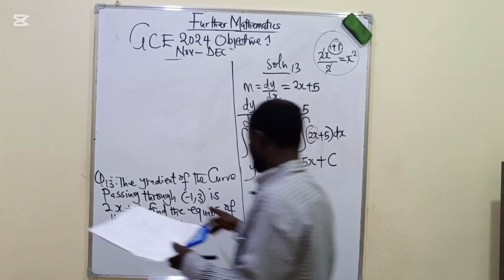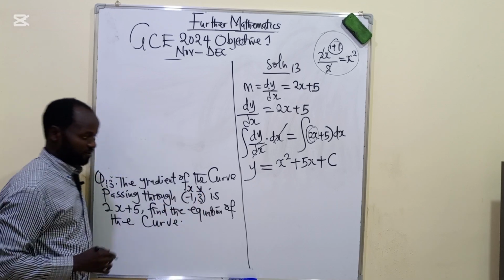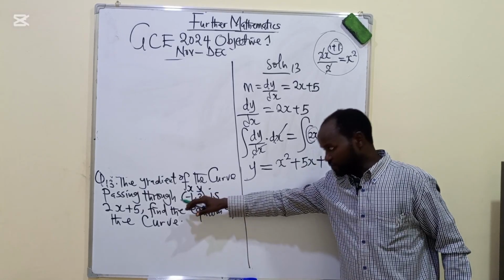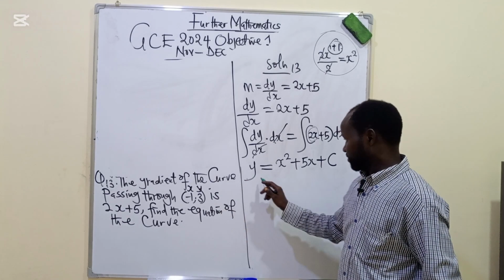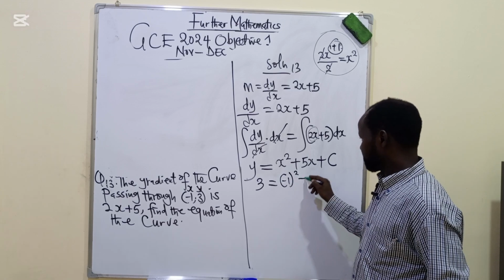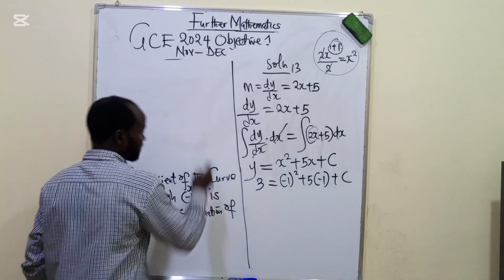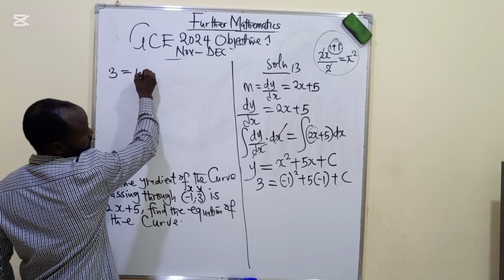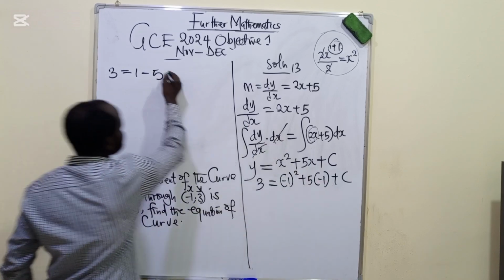What do we do? We are told from this question that the curve passes through this point. It means this is x and this is y. Very important. So to find this constant of integration, we have to substitute x as minus 1 and y as 3. So y as 3 now, it will be 3 equals, anywhere we see x, we put minus 1. That's minus 1 all squared plus 5 into minus 1 plus the constant of integration. This will be 3 equals minus 1 squared is 1. Positive 5 times minus 1 will be minus 5. Then plus the constant of integration.